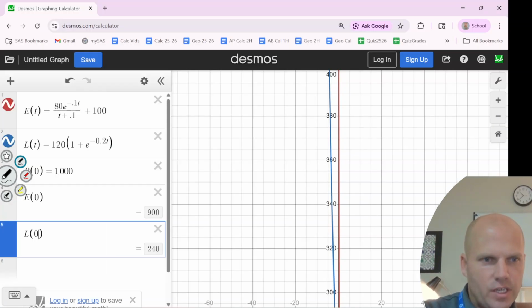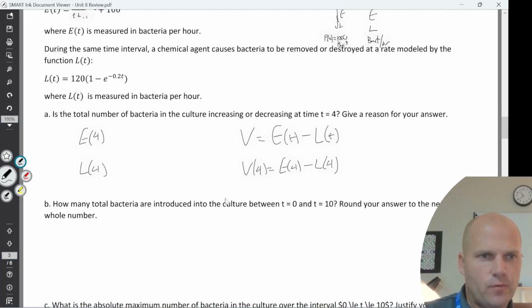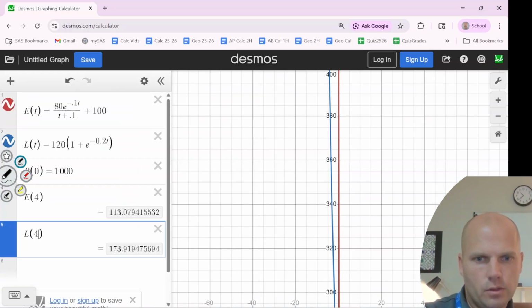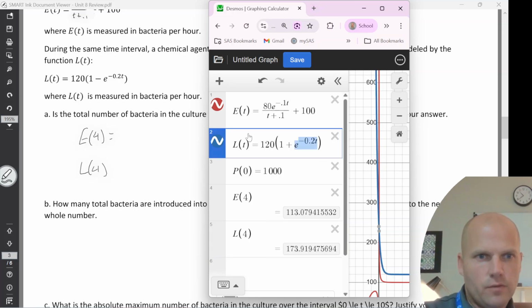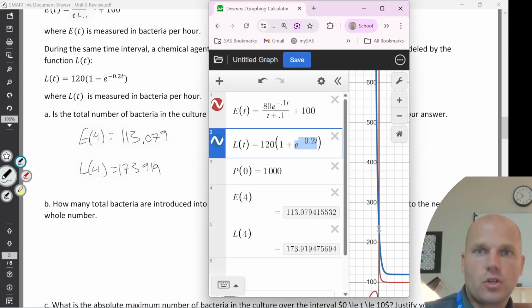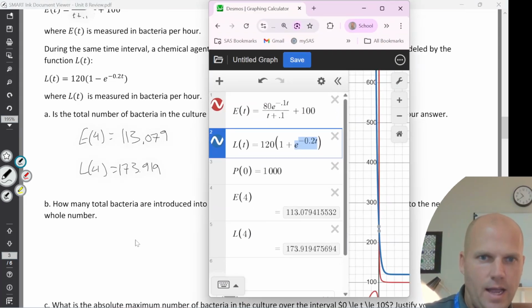Cool. All right, let's look at E of 4 and L of 4. I swear I looked at this. E of 4 is less than L of 4. Okay. So E of 4 is... okay, now you can go away, and I want to go back to this. E of 4 is 113 bacteria per hour. L of 4 is 173 bacteria per hour. So we are removing more than we are gaining. We are destroying more than we are adding.